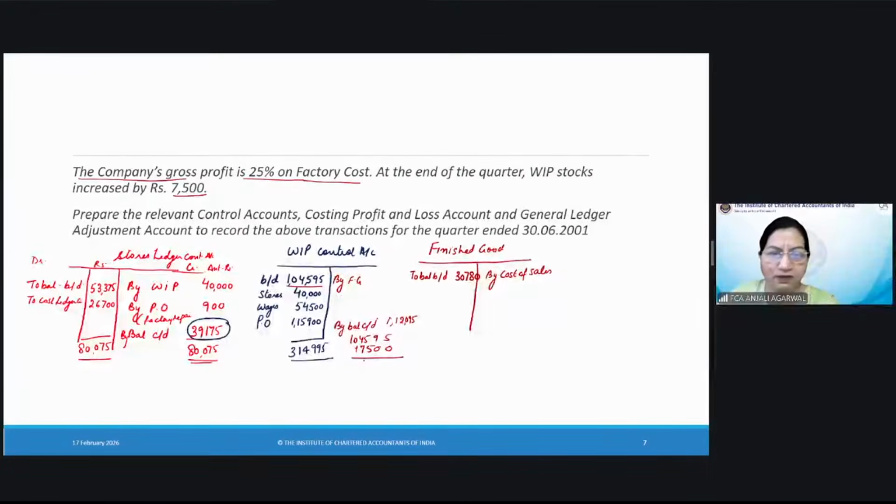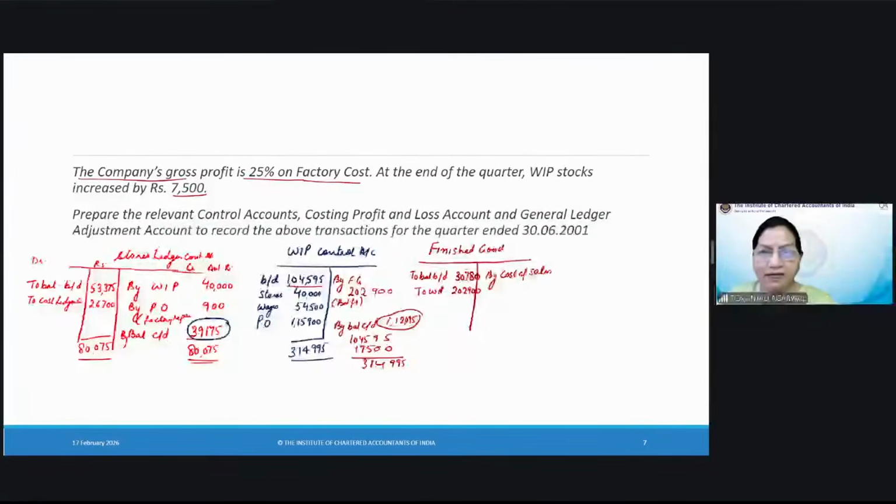The total was 3,14,995, out of which 1,12,095 remains. So the balance must have gone to the finished goods department, which is 2,02,900. This becomes the balancing figure. So finished goods already had 30,780, and now from WIP, another 2,02,900 has come up.